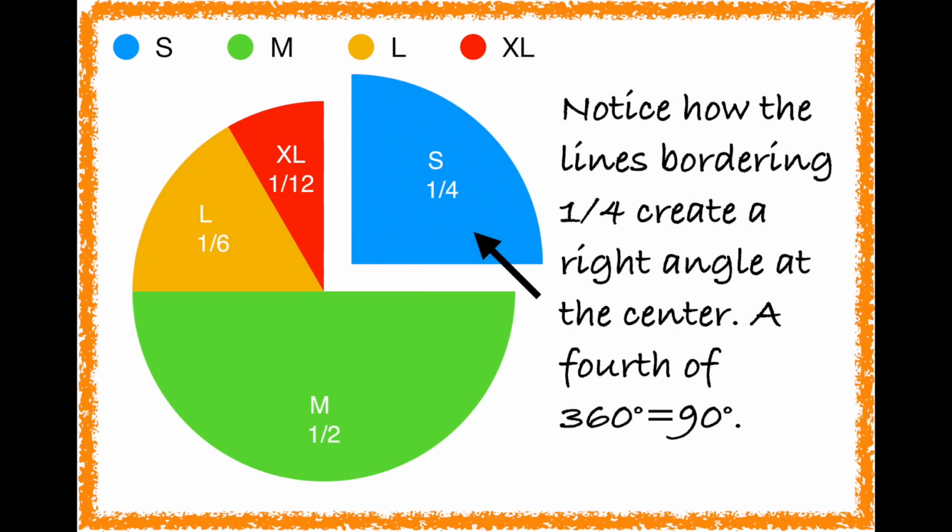Notice how the lines bordering 1/4 create a right angle at the center. A fourth of 360 degrees is 90 degrees. Anytime you see a right angle in a pie chart, you know that that section is 1/4 of the whole.